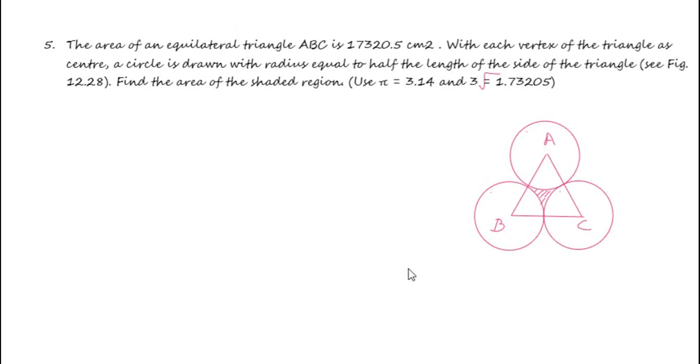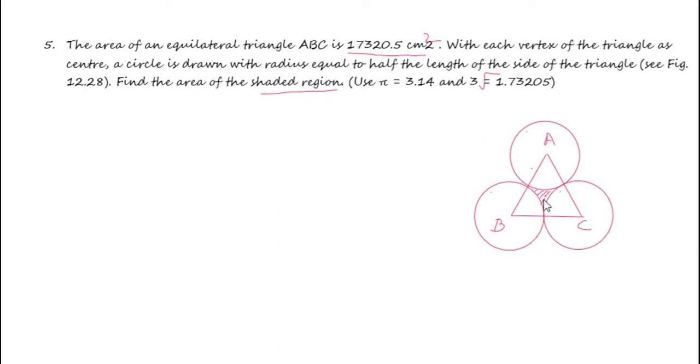Next problem, fifth problem. The area of an equilateral triangle ABC is 17320.5 centimeter square. With each vertex of the triangle as the center, a circle is drawn with radius equal to half the length of the side. So the radius of this is half the length of the side of this equilateral triangle. Find the area of the shaded region, this region.